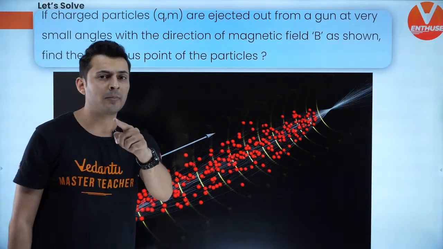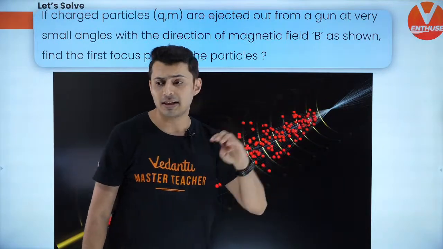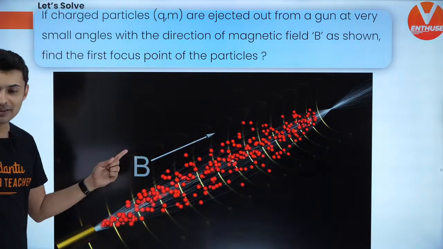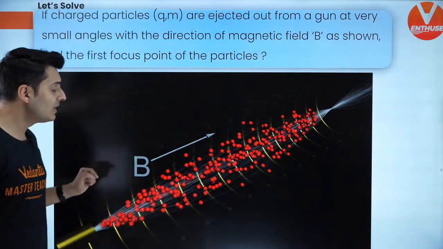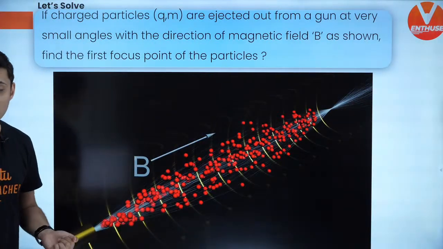How do you think the motion of the particles will be? Will it be circular, straight line, helix or something else? Parabola? What kind of motion will it be? Thank you, Princey. Will this be circular, parabola, helical, straight line? What kind of motion will this be, guys?